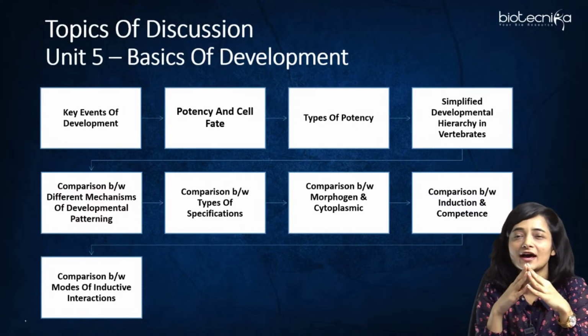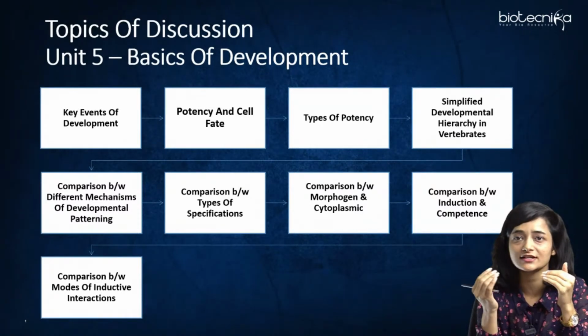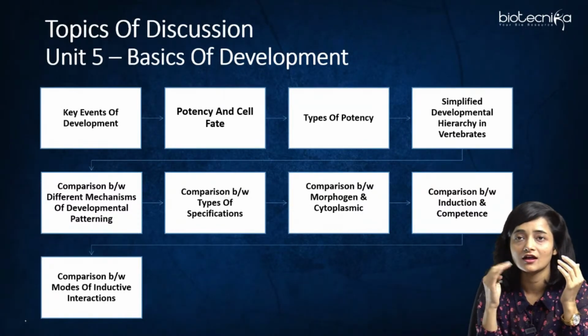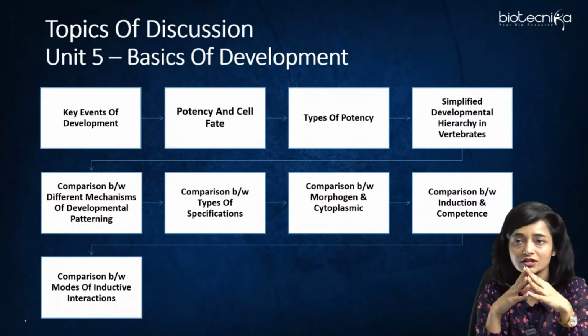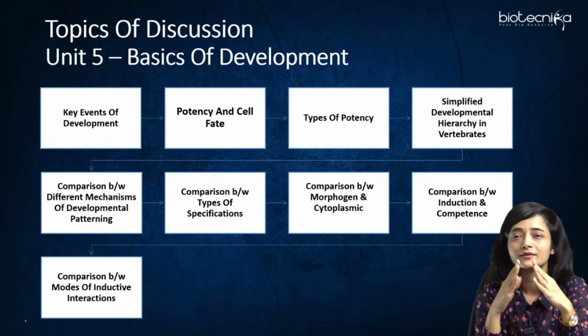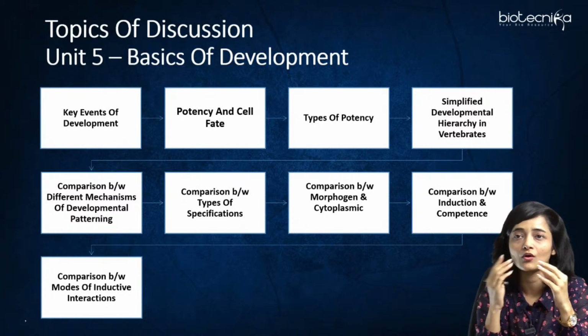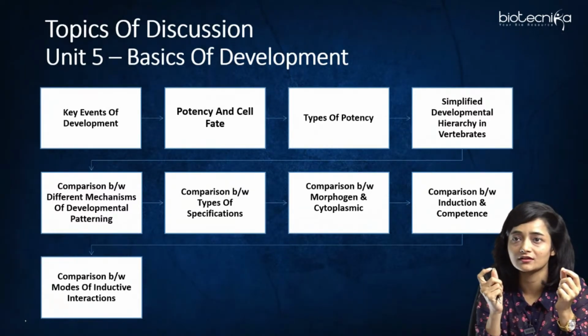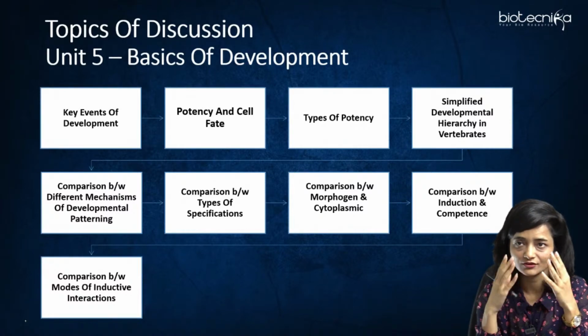Then coming to the comparison between morphogens and cytoplasmic determinants. We come across these terms, what are morphogens and what are cytoplasmic determinants. Most of the time we get confused between these terms. So what is the difference between both of these terms and where are they actually used? All these things we'll be studying. Then we'll come to the comparison between induction and competence, right? What are inducing cells, what are responding cells, and how a responding cell is competent to a particular inductive signal that is produced by the inducer, right?